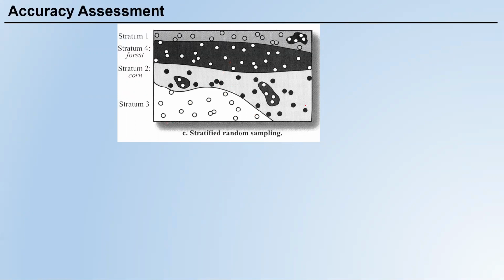So again, this rectangle here is an image. It's a very complex one. There are 4 classes here, and we can consider each class as a stratum. Okay, we have 4 classes here, and class 2 is for corn, class 4 is for forest. For class 1 and 3, I'm not sure, but let's just consider that we have 4 classes here.